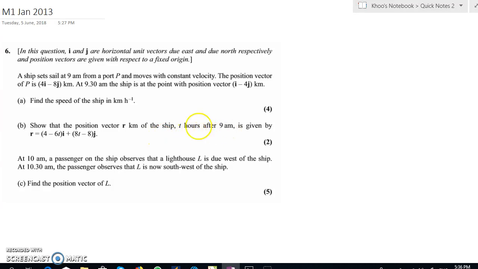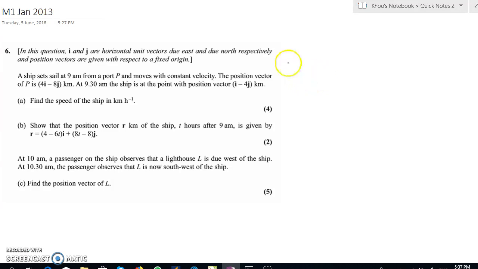So what we see in part A is that the information given is at 9 a.m. the position vector is 4i minus 8j, and then at 9:30 a.m., half an hour later, the position is now i minus 4j. So we know this is basically a straight line motion because the particle is moving at constant velocity, and this chapter only consists of straight line motion. It doesn't involve motion in a curve.